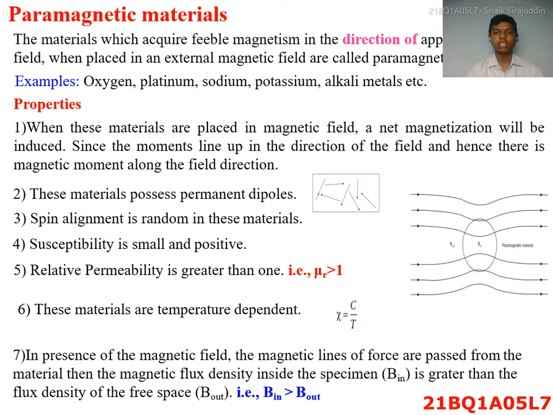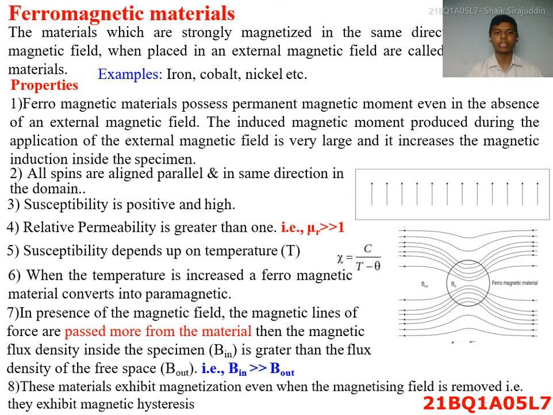Now the next type of magnetic materials are ferromagnetic materials. The materials which are strongly magnetized in the same direction of the applied magnetic field when placed in an external magnetic field are known as ferromagnetic materials. The examples of these materials are iron, cobalt, nickel, etc.